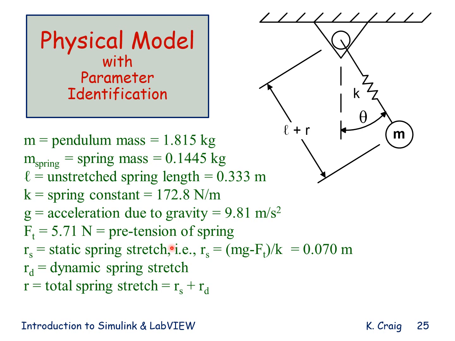The static stretch of the spring can be measured. This is the stretch of the spring when the mass is in static equilibrium. The mass is not moving, and the spring static stretch simply supports the weight of the mass in static equilibrium. The dynamic stretch of the spring is the stretch of the spring beyond the static stretch of the spring. And of course, the total stretch of the spring is the static plus the dynamic spring stretches.